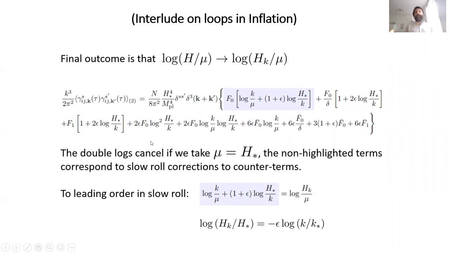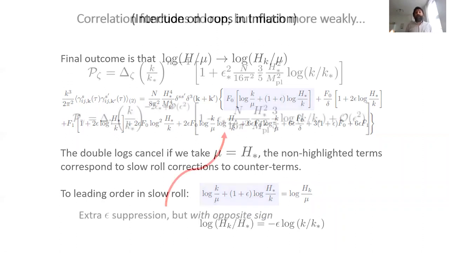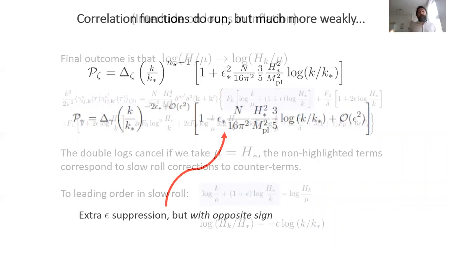But the point is that there's an additional correction that you get from slow roll corrections, not only to your loop amplitude, but you also need to incorporate those into your counterterms. What's highlighted in blue is the net correction to your two-point function. And everything else is easy to cancel by taking the right counterterms, you use the log minimization condition, and the others correspond to corrections to your counterterms. And so this is the final answer, okay?